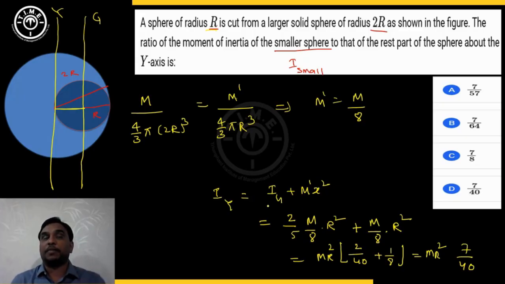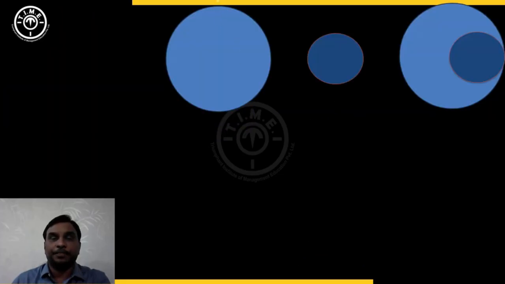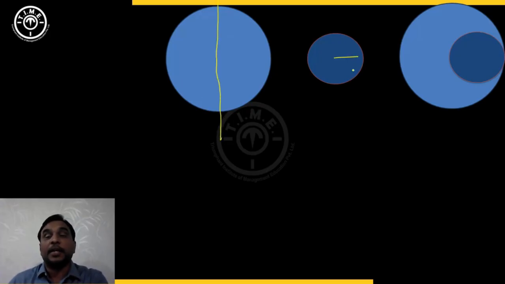Right? He asked the ratio of the smaller sphere to that of the rest part of the sphere, not the full sphere, the rest part. Then how to calculate? We'll come here. This is the moment of inertia about this axis you want actually. This is the bigger sphere. This is the smaller sphere of radius r. Let me take minus: whose radius is 2r, whose radius is r. This mass is m. This mass is m by 8.